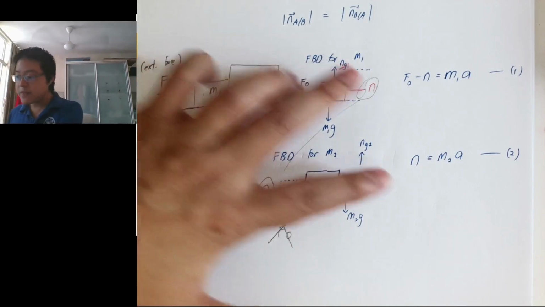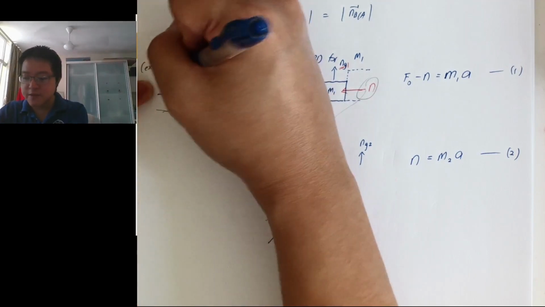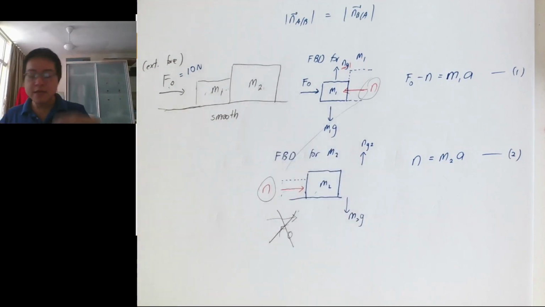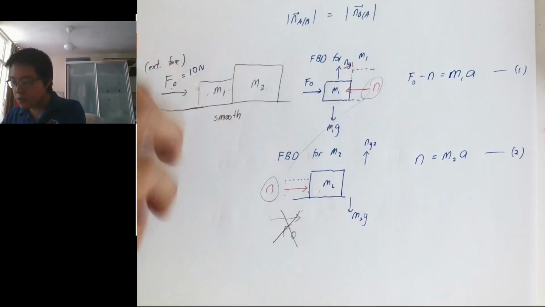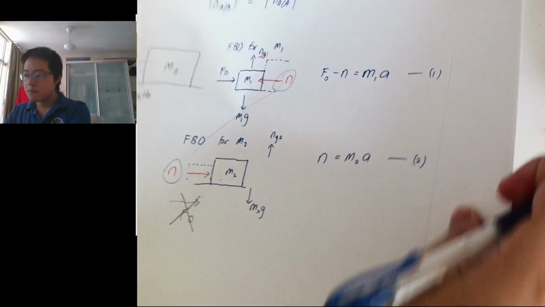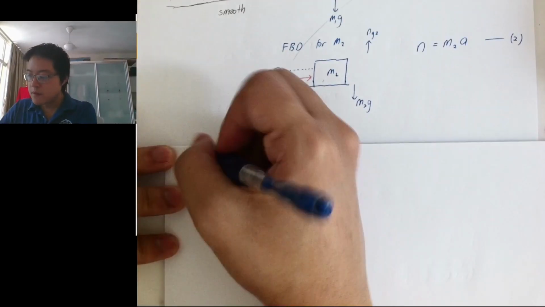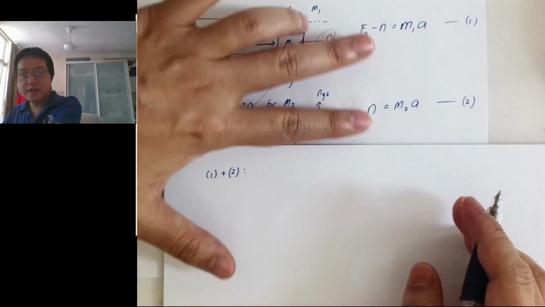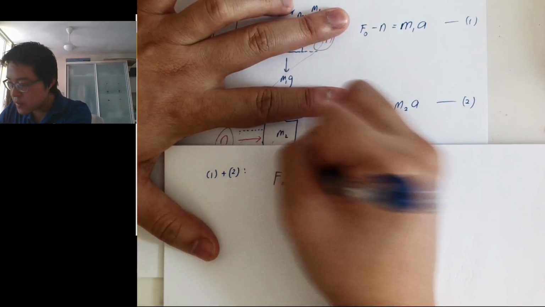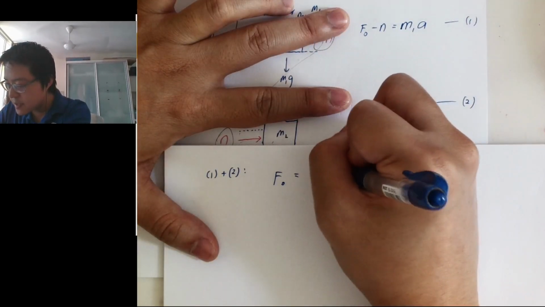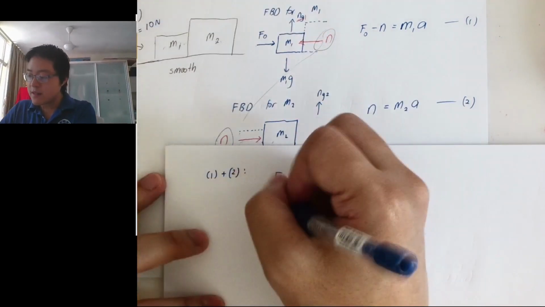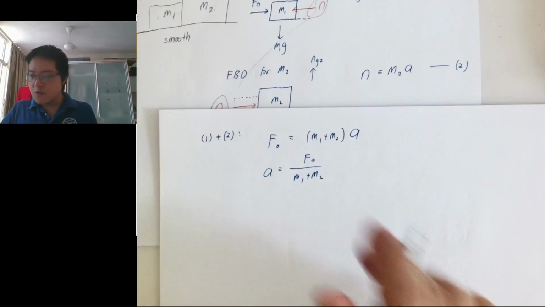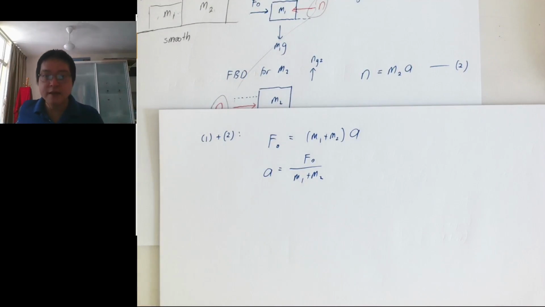So let's try and solve this. Let's say F0 is given to be, I don't know, 10 Newton, M1 is 1 kg, and M2 is 2 kg. What is the acceleration? I can take equation 1 plus 2. This plus this, the N cancel each other. So I get F0, and then M1 plus M2 times A. So we can still calculate the acceleration.